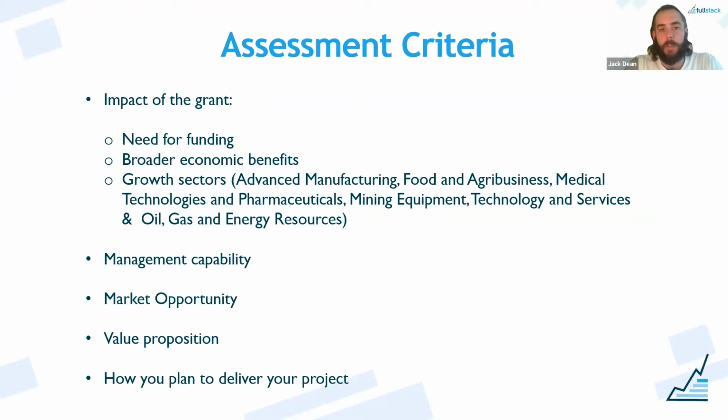A lot of grants also have targeted growth sectors, so you'll get additional points if you're working within one of these sectors or providing enabling technologies to one of these sectors. So you can see those on the slides.